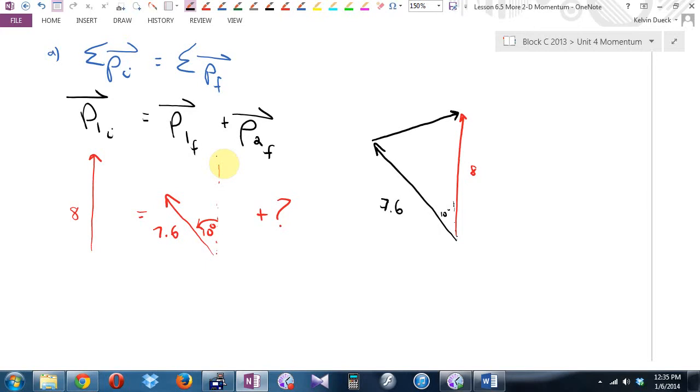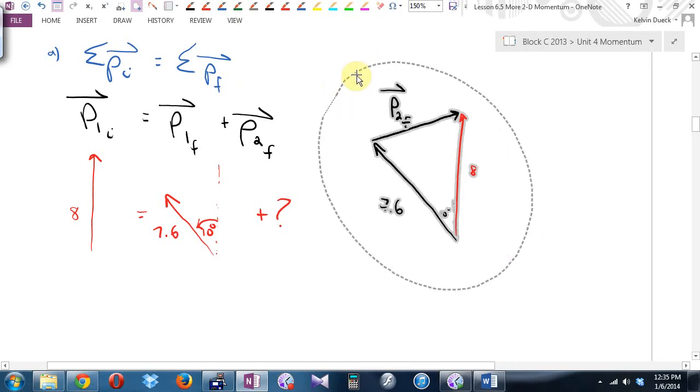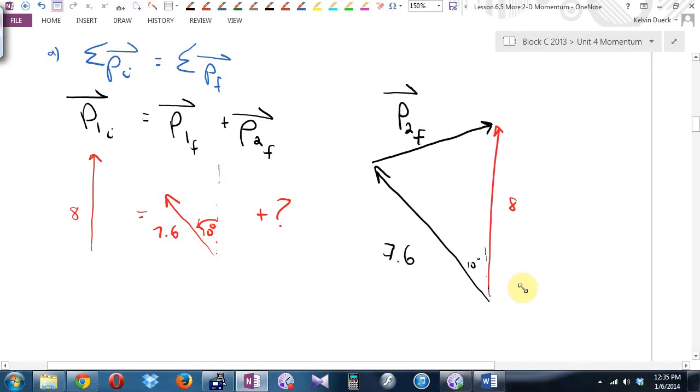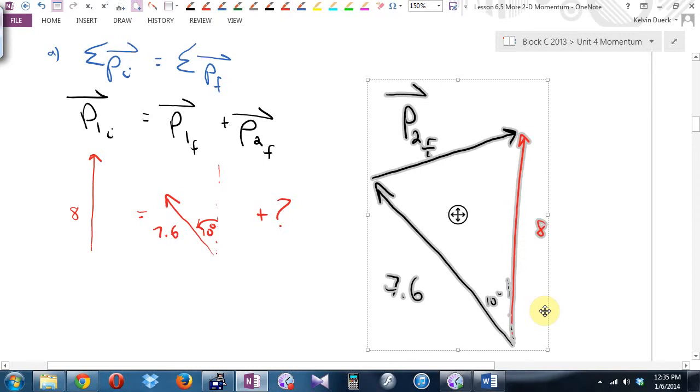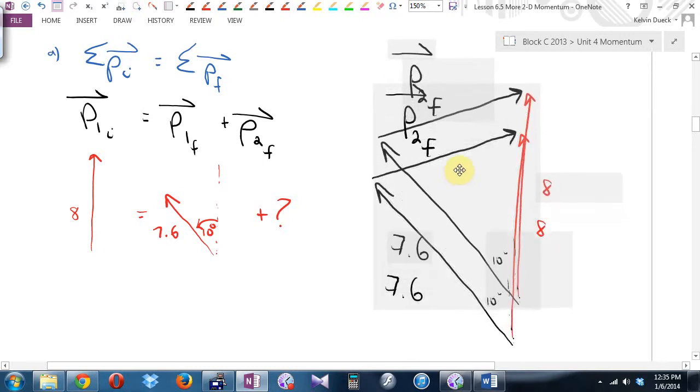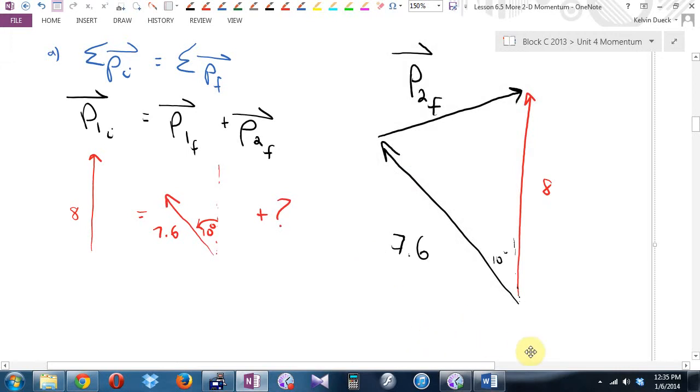So draw that. Oh, and we'll call that momentum 2 final. The only thing I don't like is my diagram's a little small. There you go. And let's move it up a little bit. Let's make that 10 degrees a bit more legible.